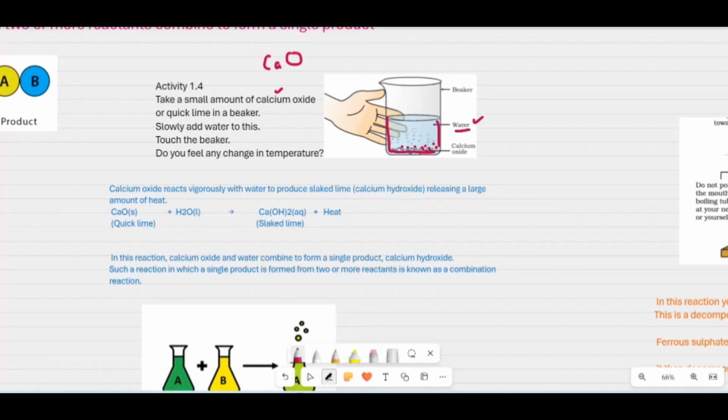After adding the water, you have to touch the bottom or just the side of the beaker. Do you feel any change in temperature? Basically this reaction is an exothermic reaction in which a large amount of heat is liberated. So this is an example of an exothermic reaction. Calcium oxide reacts vigorously with water to produce calcium hydroxide, releasing a large amount of heat. So the reaction we can represent in this way.